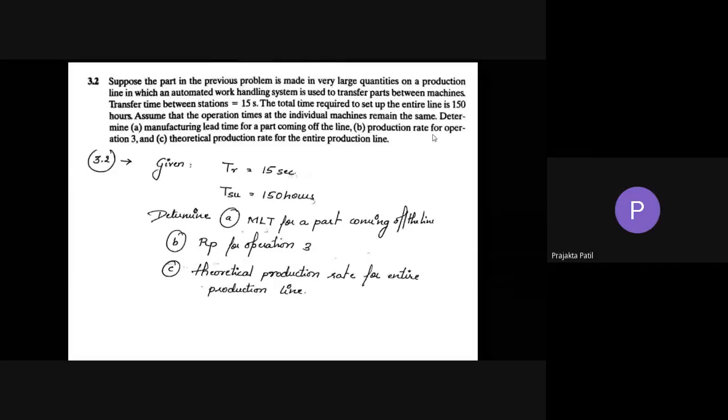Because these problem statements are there in the textbook, you need not note them down, and the same will be shared with you. So simply don't note down the problem statement. Just note down the problem numbers correctly for your reference. As we are solving the problem for mass production, refer to the equations of manufacturing lead time with respect to mass production.